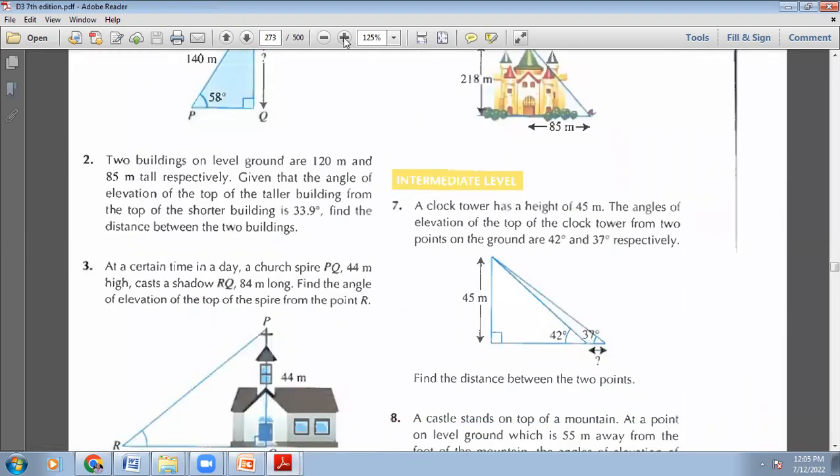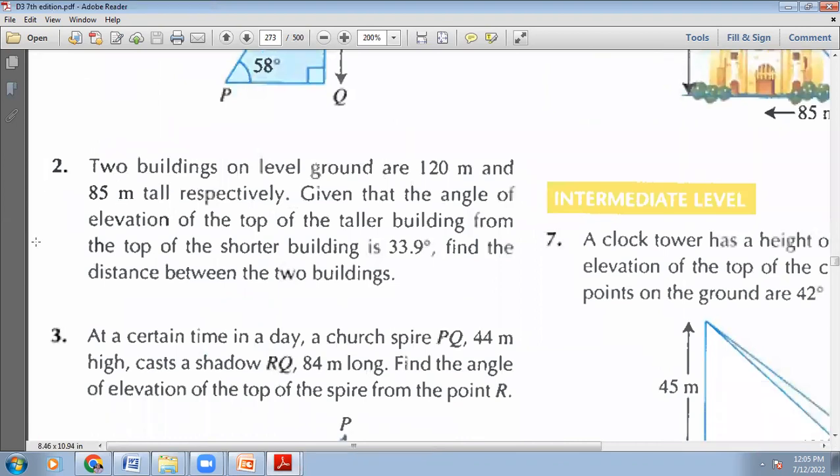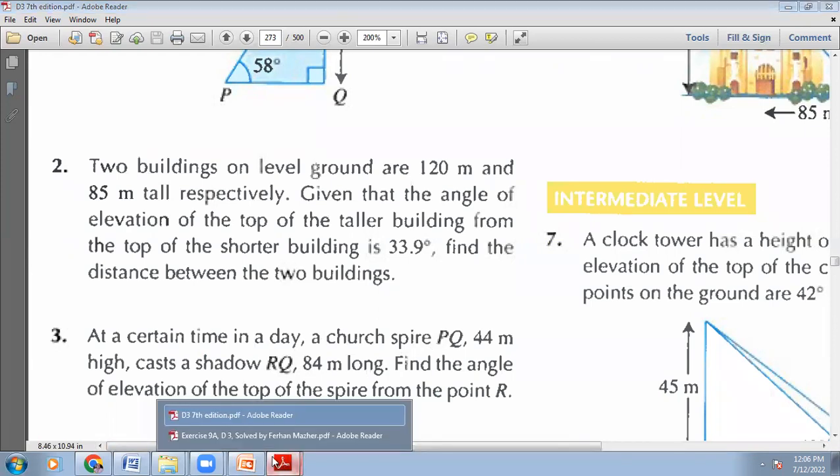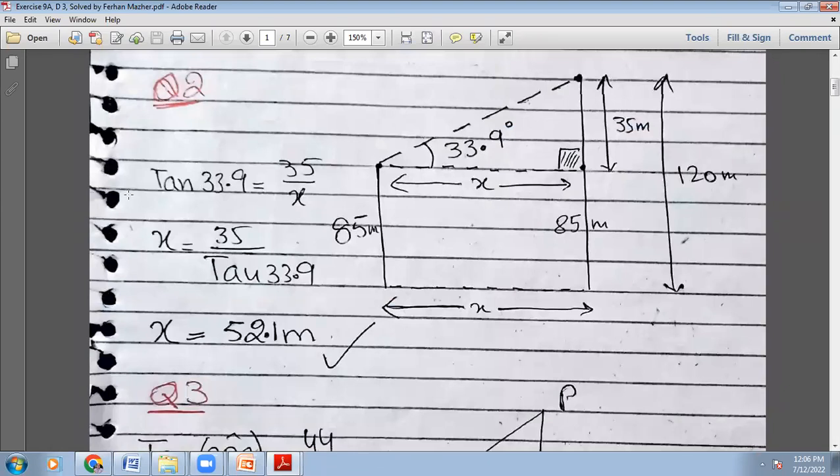Question number 2. He says the two buildings on the level ground are 120 meter and 85 meter tall respectively. One building is 120 meter high, the other building is 85 meter tall. Given that the angle of elevation of the top of the taller building from the top of the shorter building is 33.9 degree, find the distance between the two buildings. Okay, so I will represent this information with the help of a simple diagram. Question number 2 is showing up on your screen.